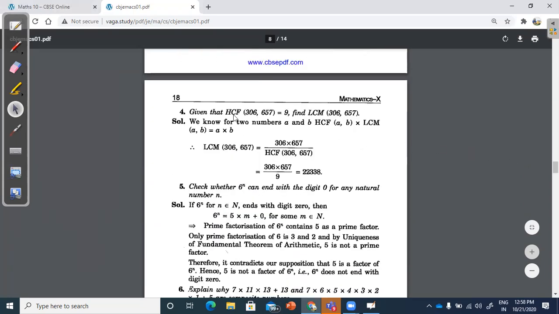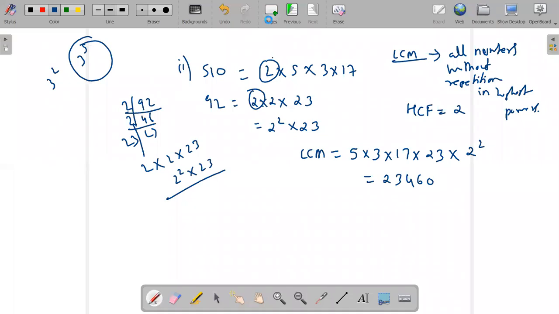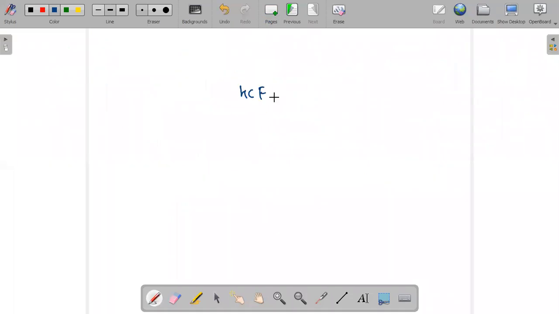Okay, so as I told you, that formula was important. Now this can be used here. Given that the HCF of 2 numbers is 9, okay, 9 is the HCF and you have to find out the LCM for the numbers 306 and 657. So what is the formula that I'm going to apply? I'm going to apply this formula: HCF into LCM is equal to the product of the numbers, first number multiplied by second number.